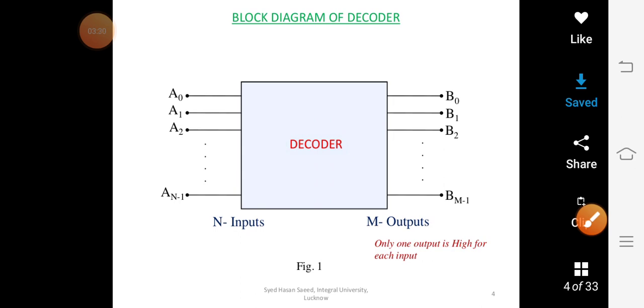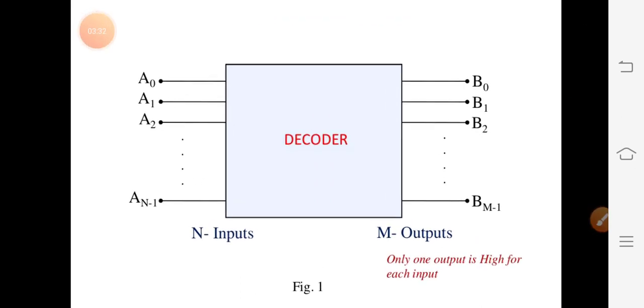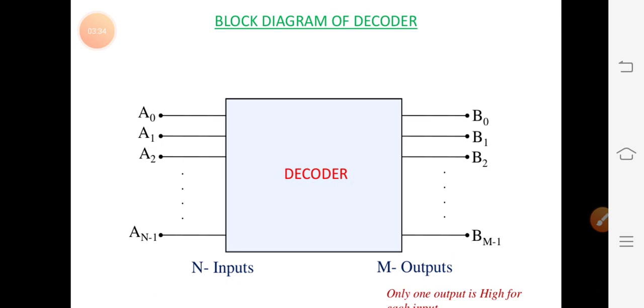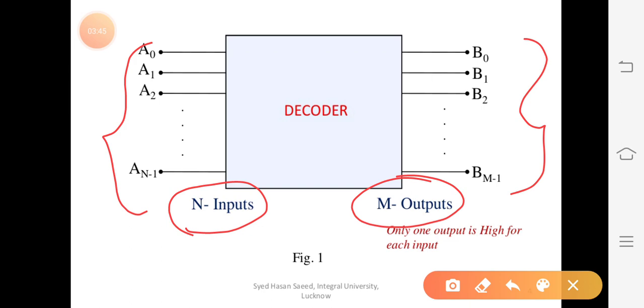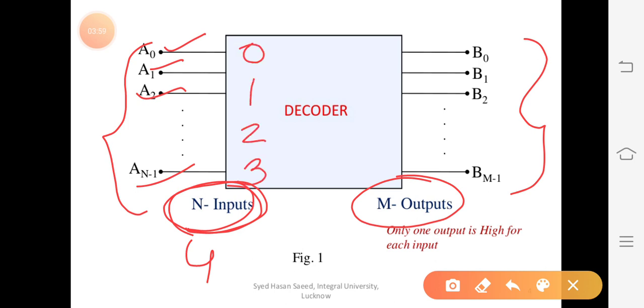Moving on to the next, block diagram of decoder. In this block diagram, look here, these all are the inputs, n number of inputs, going to produce m number of outputs, right? So if n number of inputs are there, they go 0, 1, 2 up to n minus 1. In the same way, if 4 inputs are there, it means 0, 1, 2, 3. That means starting from 0 onwards to n minus 1. You can check here, the value of n is 4, then the last value is n minus 1.